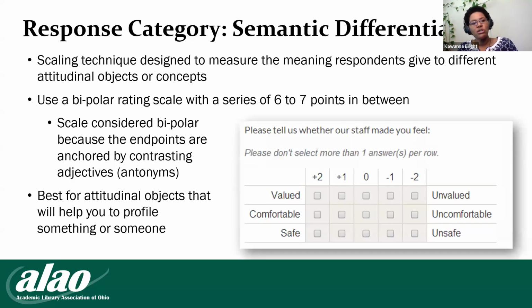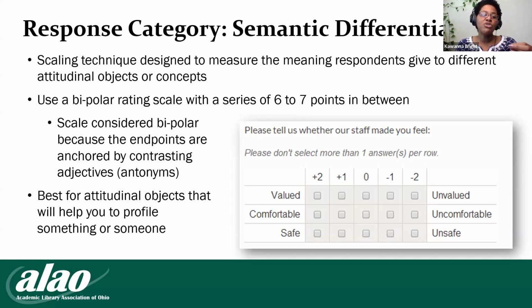Now, the semantic differential is just another technique where you have a scale that you're asking people to select from, not quite high to low, but that can actually work as well. It's a bipolar rating scale. Usually it has 6 to 7 points. You can see from the example here, I have a 5-point scale. But it's bipolar because the endpoints are actually anchored by contrasting adjectives. These are just antonyms of each other. Something's valued, something's unvalued. Something's comfortable, something's uncomfortable.